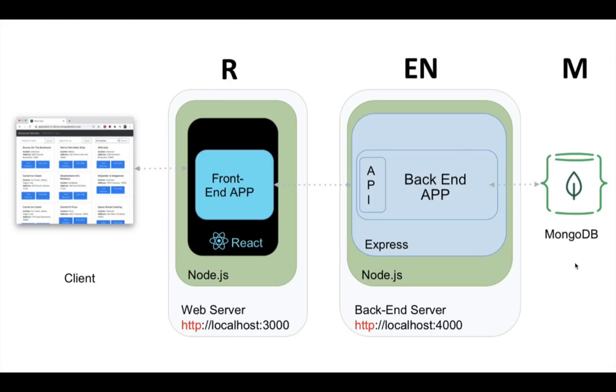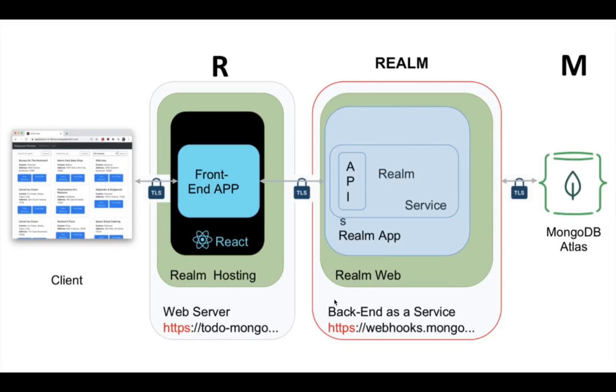So this is the structure of our app so far. But we're now going to replace this E in the N, this whole section, with MongoDB Realm. And we're also going to replace this section, and instead of hosting it locally, we are going to host it in the cloud. So this is what the new structure of the app is going to look like. See, the backend is now Realm, and it's a backend as a service, because it's all hosted in the cloud at Realm. And then the front end is also going to be hosted through Realm. And it's going to be the same React front end. You see the client is going to look exactly the same.